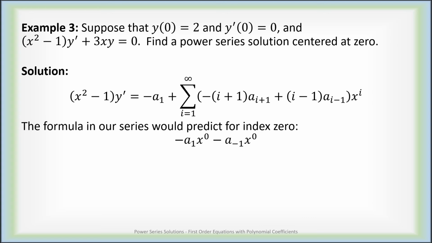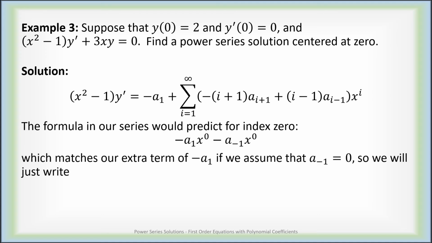Now, a sub minus 1 isn't really a term in our original power series. Our original power series was the sum of a_i x to the i beginning at index 0, which means if we simply assume that a sub minus 1 is 0, then I can ignore that term. And this expression for index 0 would predict exactly negative a1 times the constant x to the 0, which is exactly what was hanging off here. So if I just make the assumption that a sub minus 1 is 0, then this formula exactly matches negative a1 if I simply include index 0 in the sum.